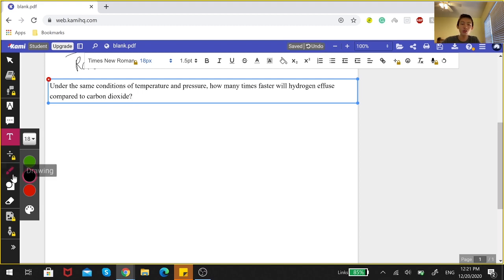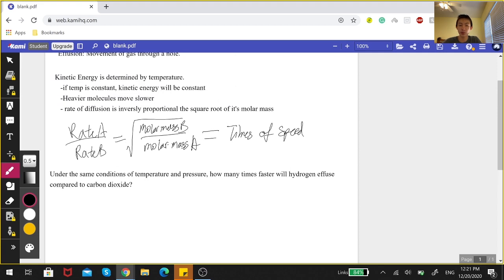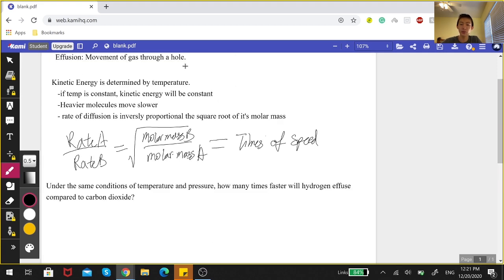Now here's the thing, how do you know which of them is A and which of them is B? If the times of speed is greater than 1, place the heavier one on the top, to get a number greater than 1. If the speed is slower than 1, place the heavier one on the bottom to get a number less than 1. So in this case, first you need to find which one is lighter, because heavier molecules move slower.